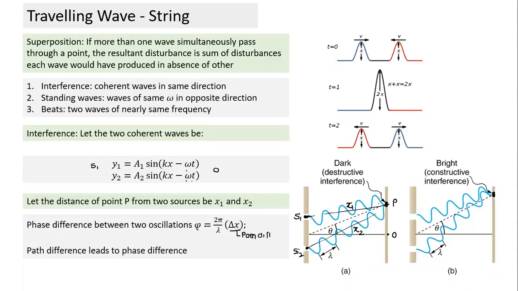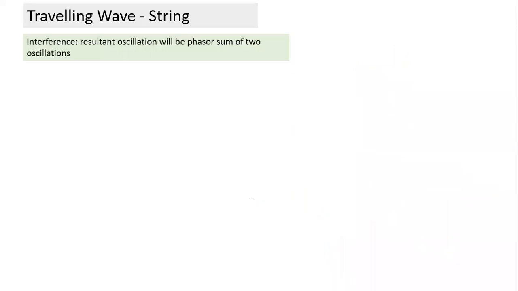And exactly the same thing is done in the case of AC also. So when there are two SHM motions, what is the resultant SHM motion? How do we find the amplitude of the resultant SHM motion, and how do you find its phase? By taking the phasor sum. So this interference is nothing but a phasor sum. That's what we'll do next here. The resultant oscillation will be the phasor sum of the two oscillations.